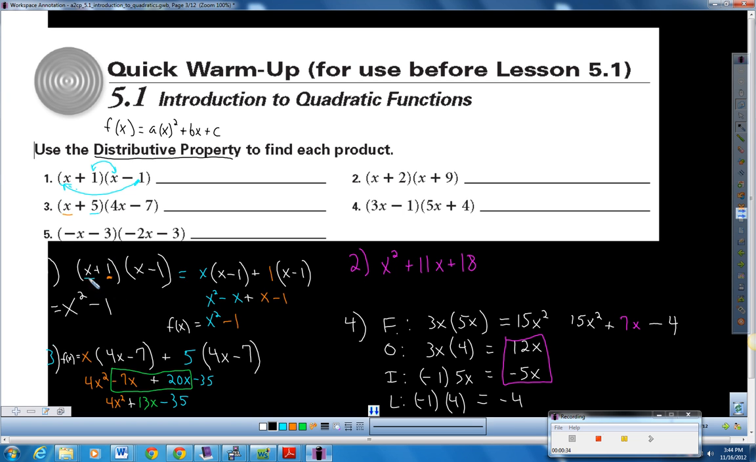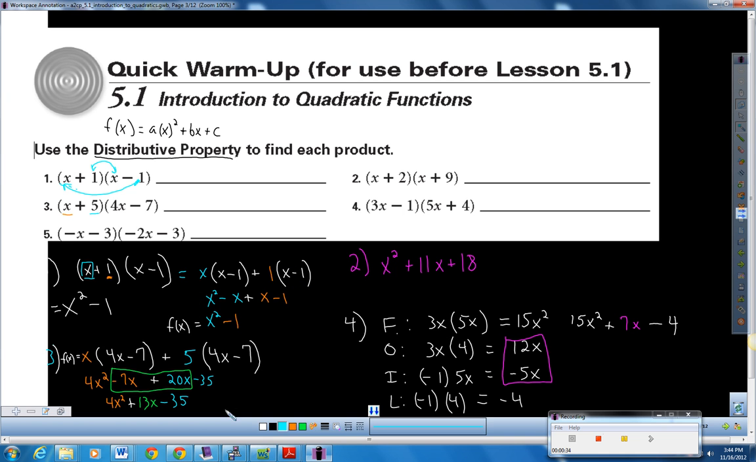So the distributive property says that we are multiplying a quantity times a quantity of values. So down here you can see how I just use the distributive property to first multiply that x by the entire quantity of x minus 1. You can see that over here. I then multiply the 1 by the entire quantity of x minus 1. So x times x minus 1 and 1 times x minus 1. That's how we're using the distributive property.